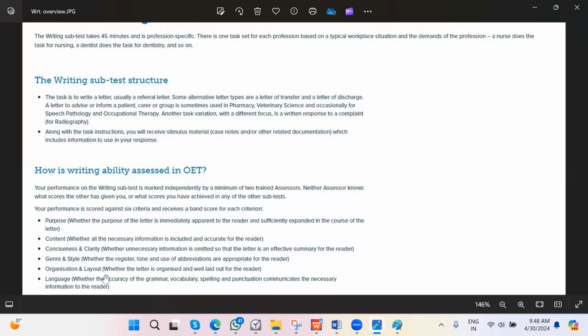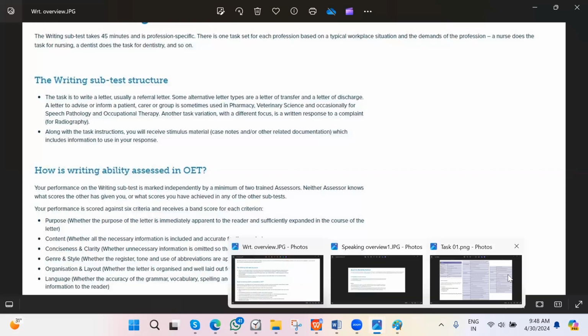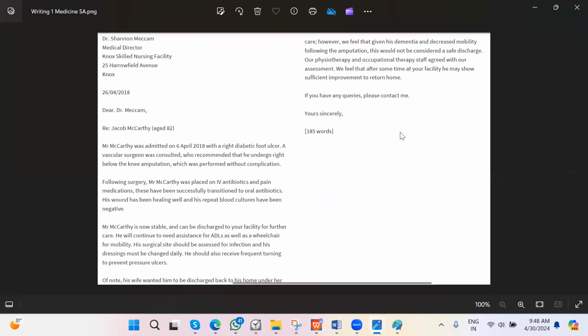When you come to organization and layout, it's not a simple letter like you write to your friends or your family members, or any particular person. It's a professional letter. So we have to look at the organization and layout. If you look at this simple answer, you will understand what I'm trying to say. This is one simple letter.